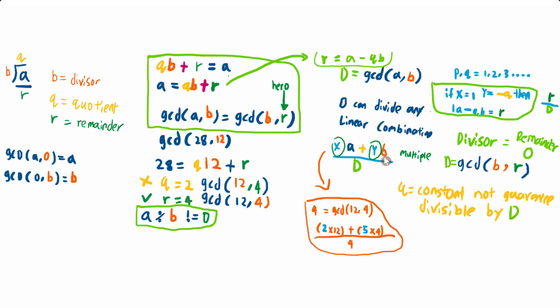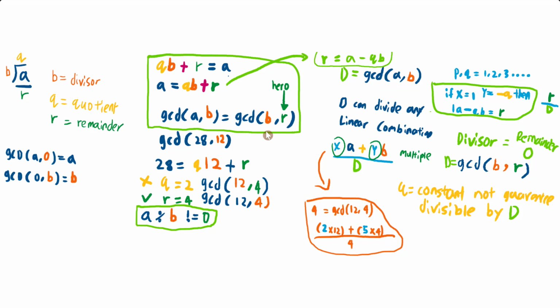And the second property: say our x is equal to 1 and our y somehow is negative Q. Then what do you get? 1 multiplied by A minus QB is equivalent to our remainder. That also means our remainder is divisible by the divisor. With this, we can say that GCD of A and B must be GCD of B and R also.